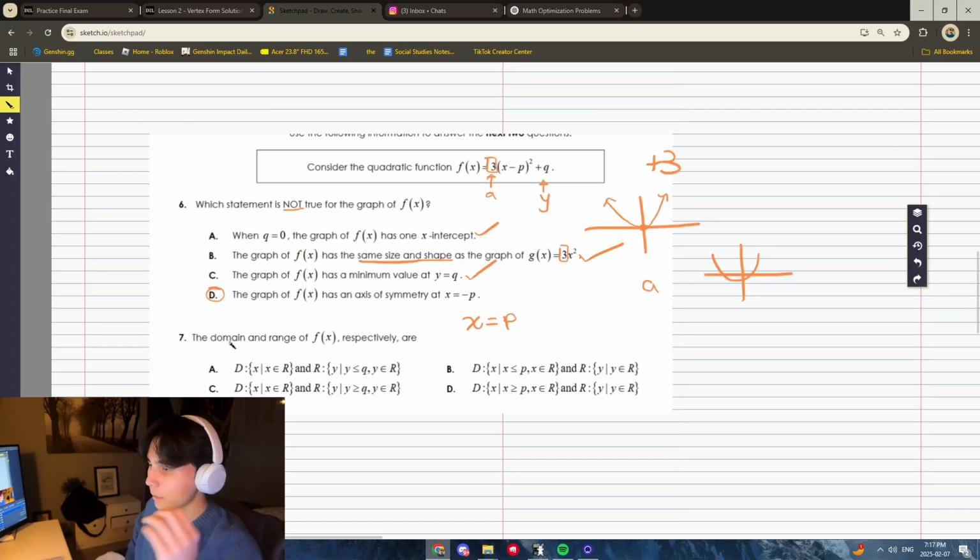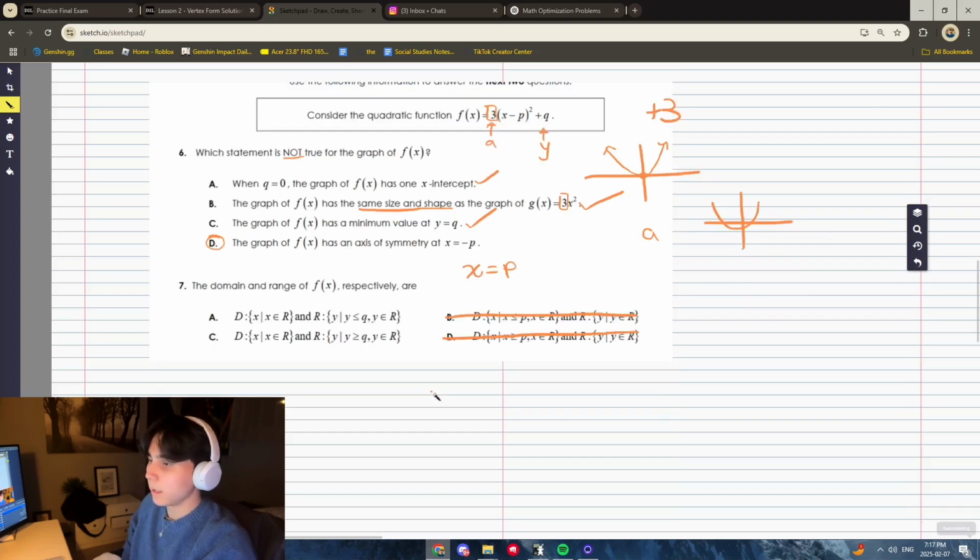The domain and range of f(x), respectively, are... So we know that when we have a parabola, our domain is immediately going to be x as an element of the real numbers, so we can cross out these two answers to begin with. And since we have a minimum, that is the lowest point. So that's the lowest y can get. So y has to be greater than that lowest point. So this is saying that y is less than q, which would be true if we had a maximum, but since we have a minimum, this is going to be completely incorrect, meaning our only answer here is going to be C.